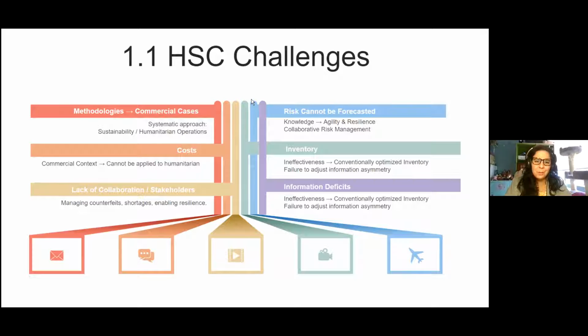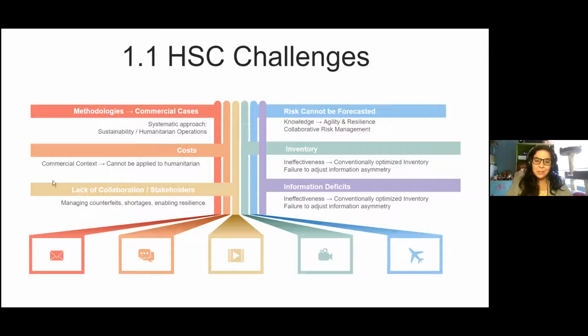So for the methodology, most research is focused on commercial cases. So they will be looking at mainly how to optimize cost. But for humanitarian supply chains, maybe cost is not so important as, for example, after an earthquake, saving a human life. So regardless of the cost, you're going to prioritize how that works.